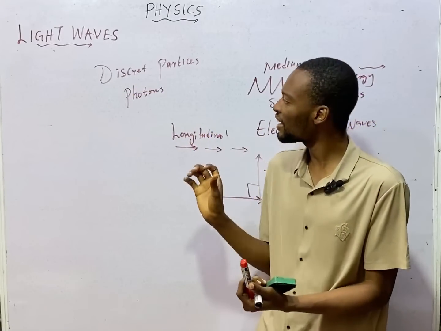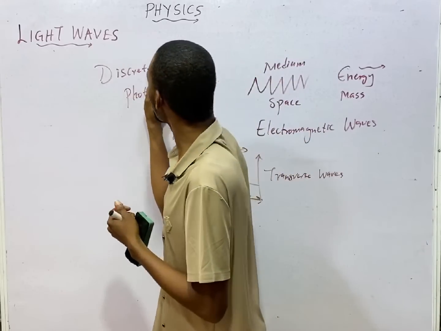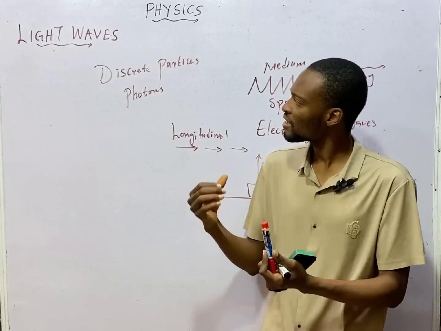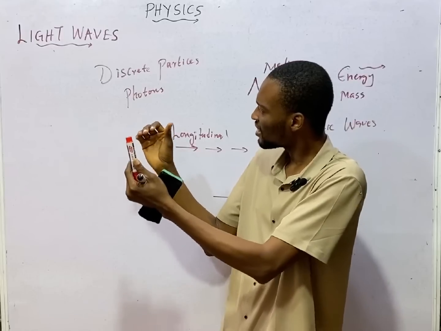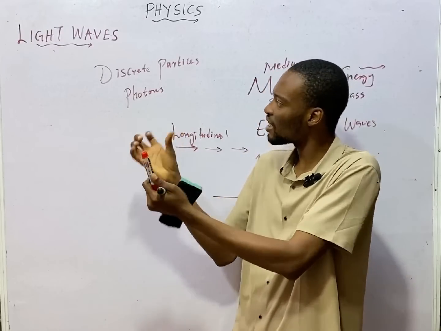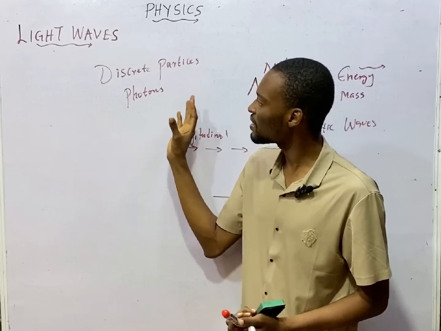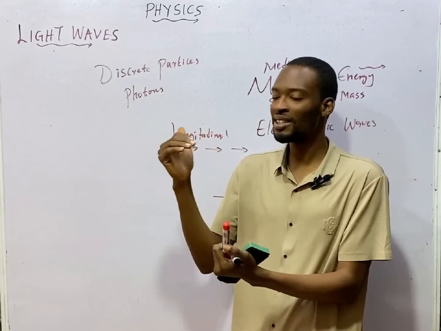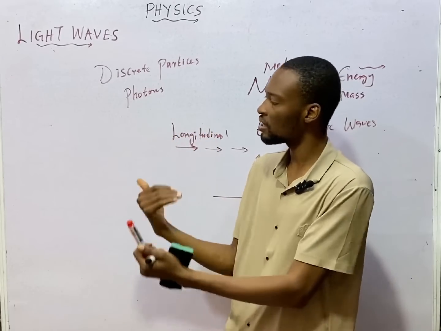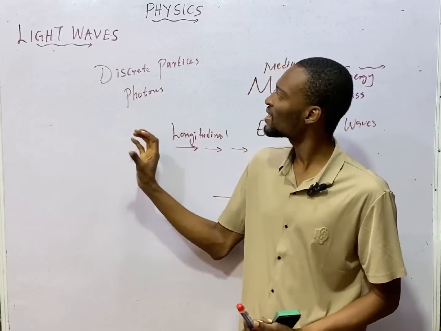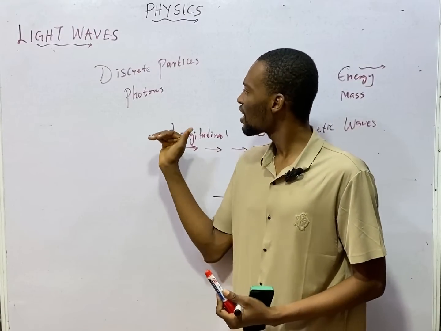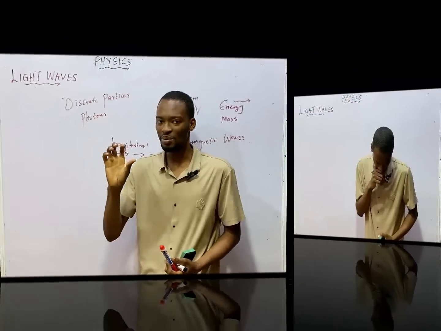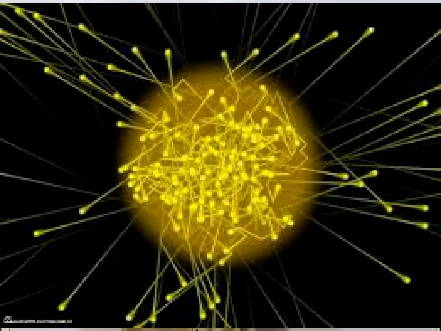In physics, you can either have a discrete or a continuous property. Discrete means it assumes a particular value. It has a particular strength, a particular unit, or it is assigned a particular number. Meanwhile, continuous properties are those that change value continuously with time. The particles that light waves are made up of are referred to as photons, and these photons are discrete particles. A photon is a tiny particle that comprises waves of electromagnetic radiation.